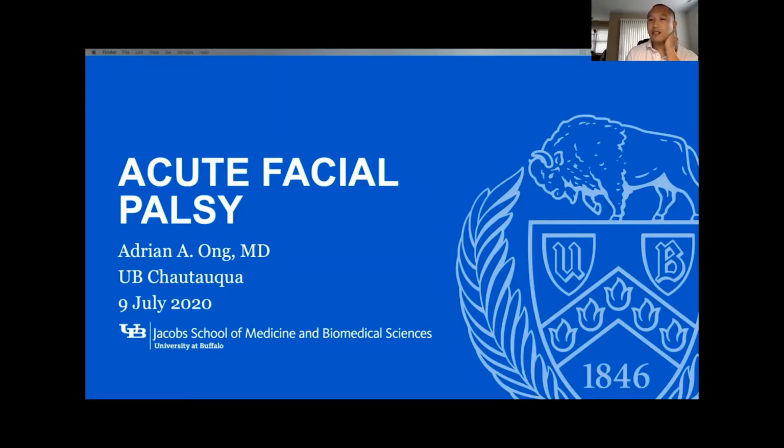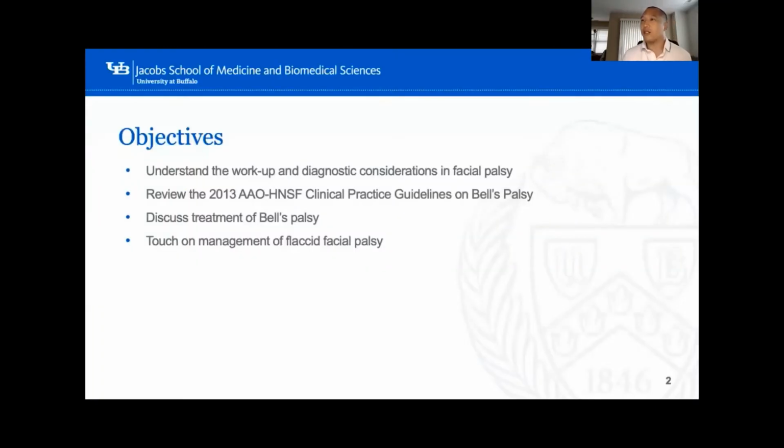And let's see, there it goes. So we will be talking about the workup and diagnostic considerations for facial palsy. We'll go over the clinical practice guidelines that our academy put out. Briefly, we'll talk about treatment of Bell's palsy and permanent flaccid facial palsy, facial reanimation stuff. And then, ulterior motives, we'll see some pictures of UB Buffalo.